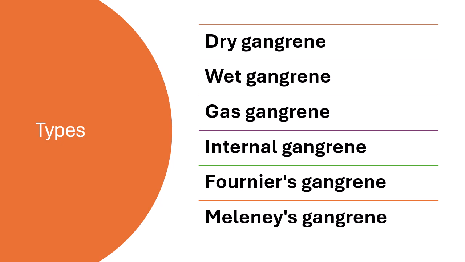So there are different types of gangrene, so let's go through them all. So you have dry gangrene. This type of gangrene involves dry and shriveled skin that looks brown to purplish blue or black. This can develop slowly. It occurs most commonly in individuals who have diabetes or blood vessel diseases such as atherosclerosis.